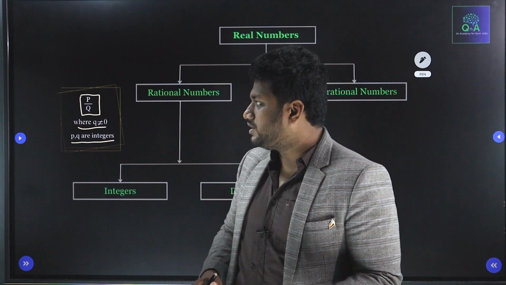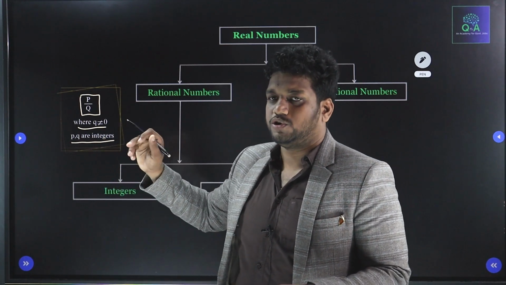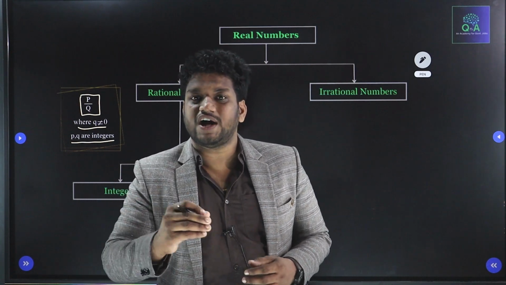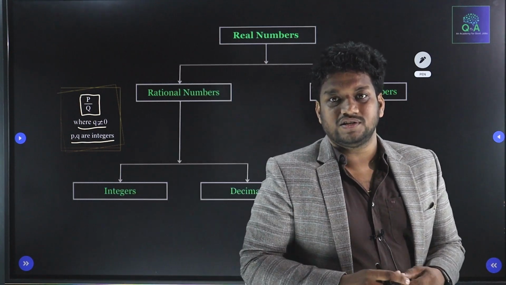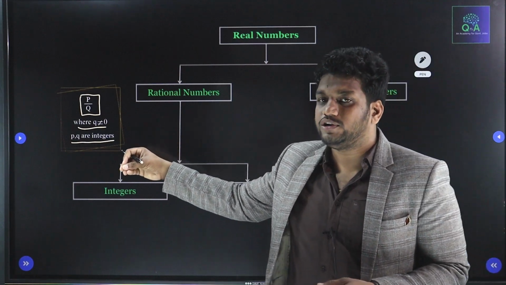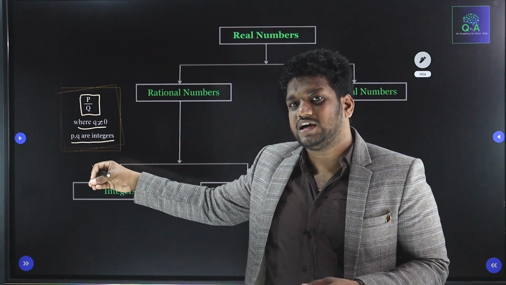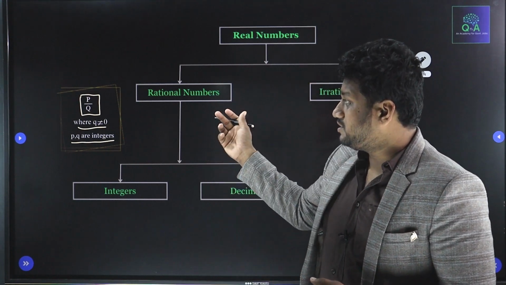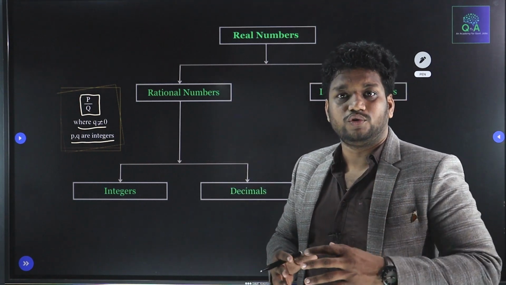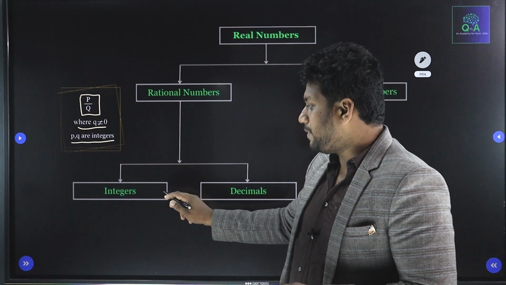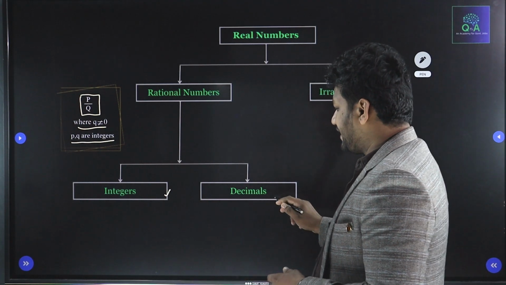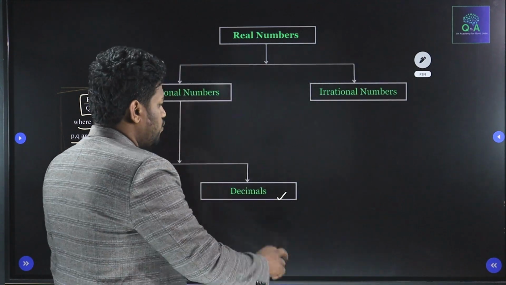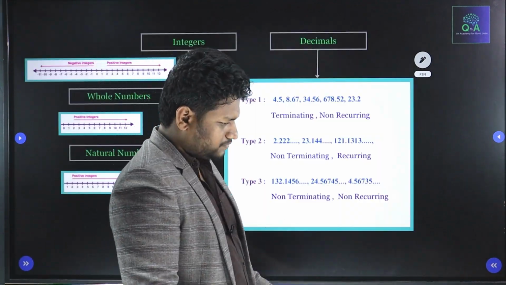The next point is why p, q should be integers. If you would like to know that, you have to wait for 5 more minutes, because finally I am going to discuss why p, q are integers. Now again, rational numbers get divided into two parts: the first part is integers and the second part is decimals. So let me tell you what integers are.